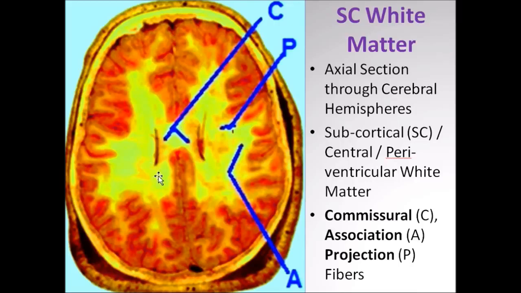This whole thing is composed of nerve fibers which are myelinated, and that's why it's referred to as the white matter. For the ease of understanding, this white matter has been divided into three broad groups: the so-called commissural fibers, the projection fibers, and the association fibers.